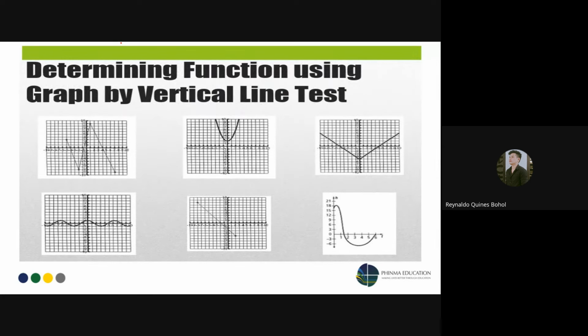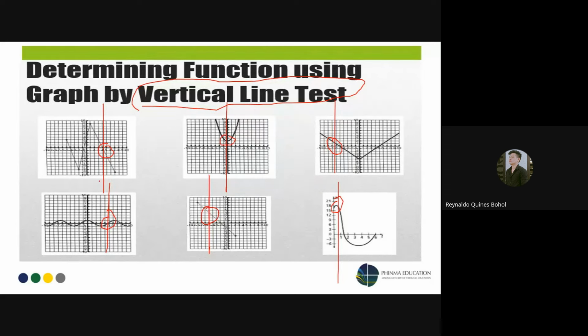Next, dito naman tayo sa vertical line test. And when it comes to vertical line test, this is a test or a line. When the line passes through the graph at exactly 1 point, then the graph is a function. So let's say this is a vertical line test. This is 1 point. This is 1 point. This is 1 point. Since the line of the vertical line test passes through the graph at exactly 1 point.